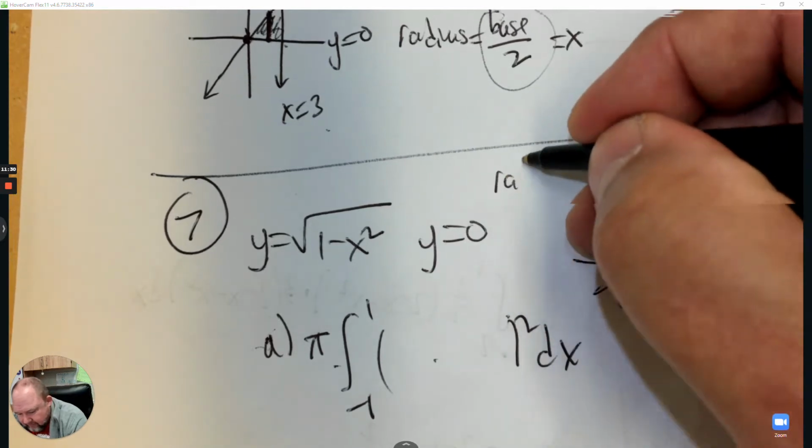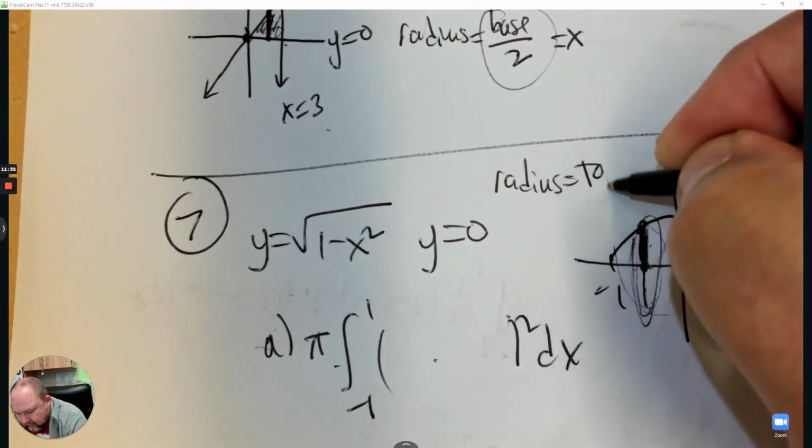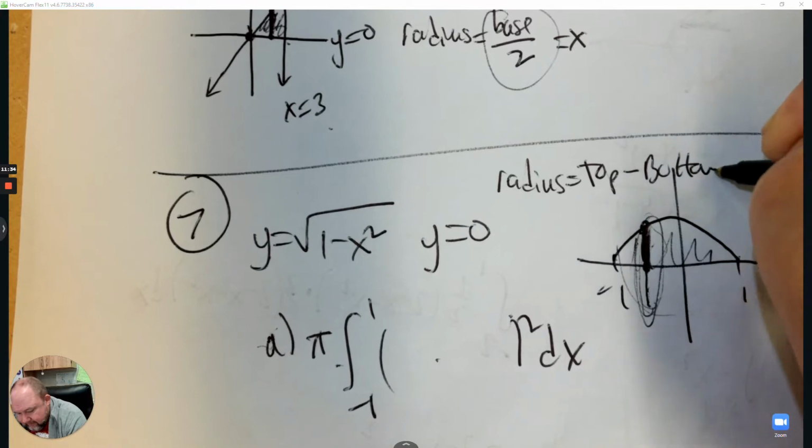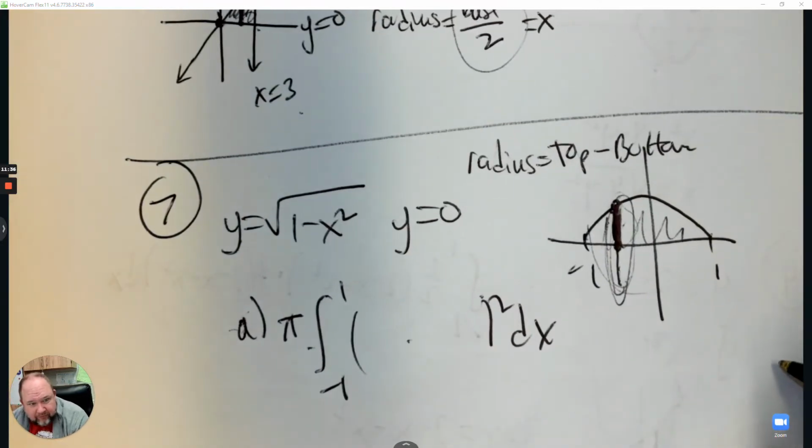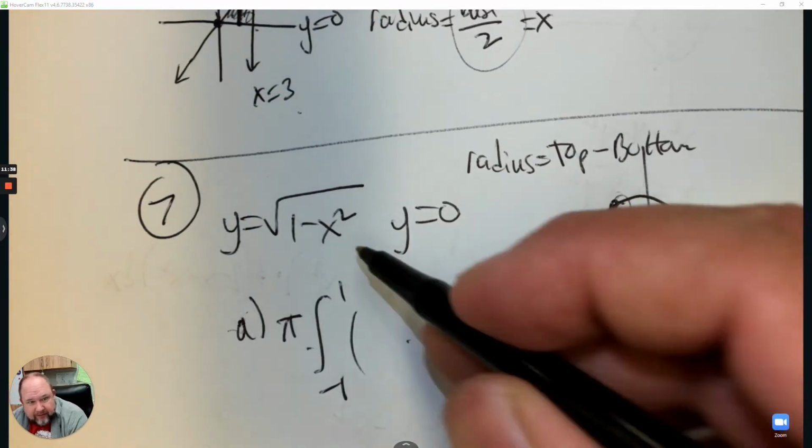So now, for a revolving question, radius is just top subtract bottom. Because we're revolving, that's the difference. And so the top subtract the bottom.